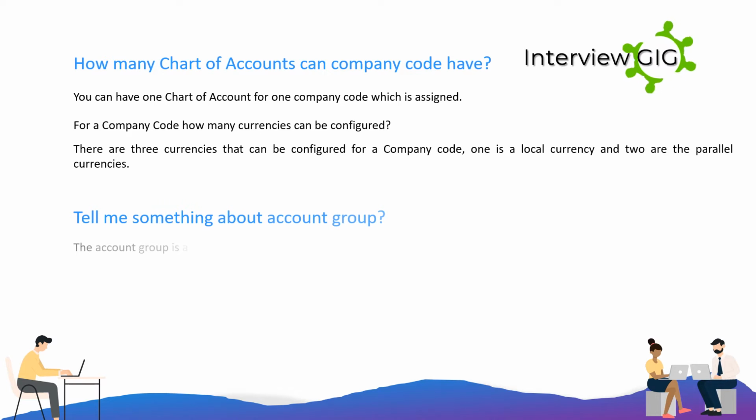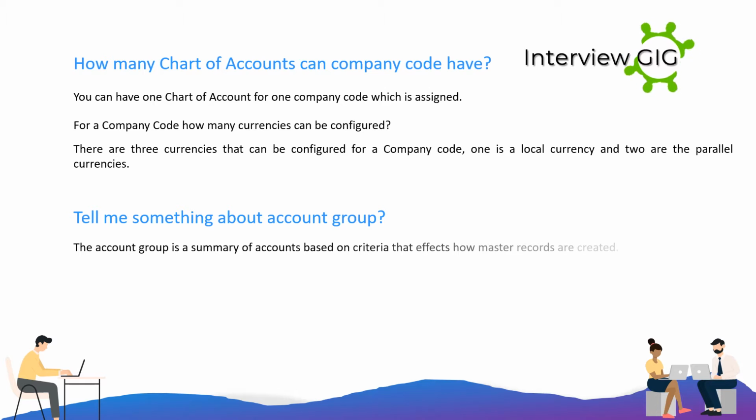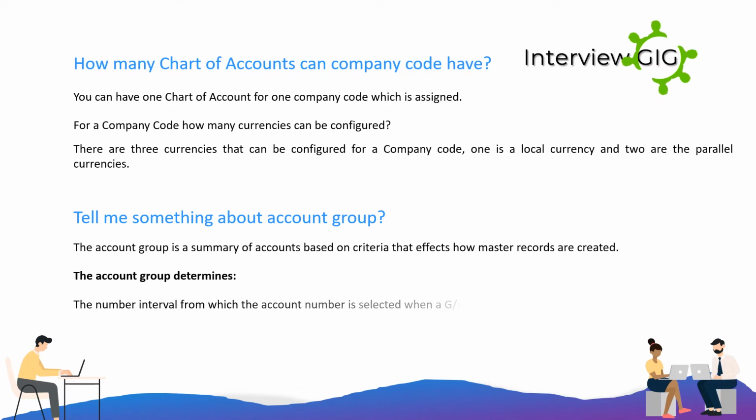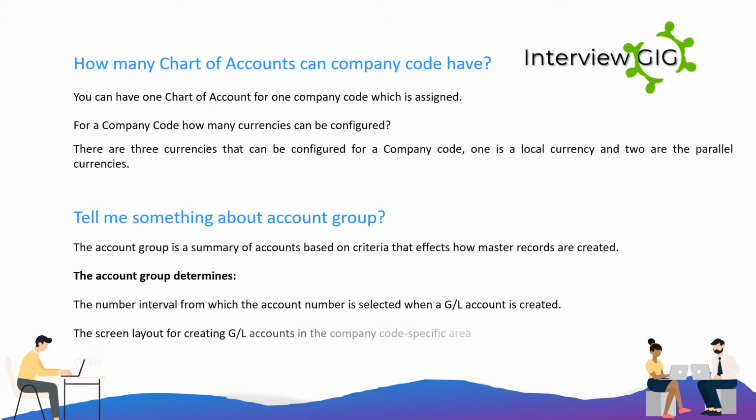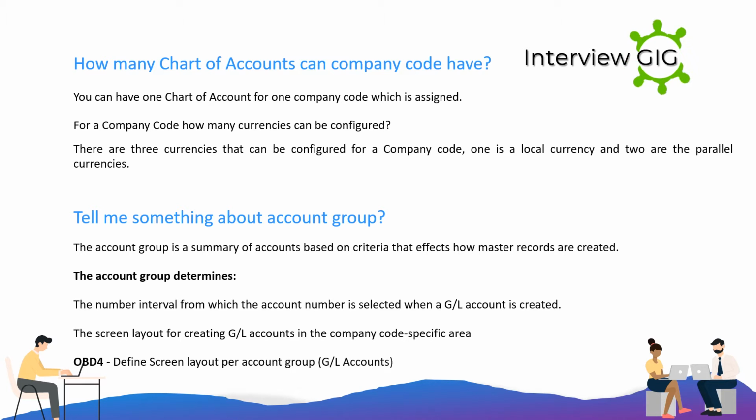The account group is a summary of accounts based on criteria that affects how master records are created. The account group determines the number interval from which the account number is selected when the GL account is created. The screen layout for creating GL accounts in the company code specific area: OBD4, define screen layout per account group, GL accounts.